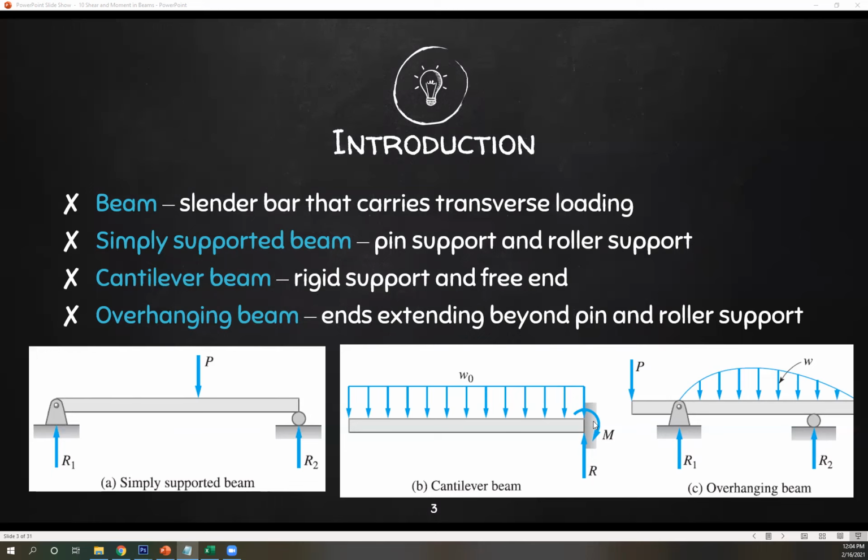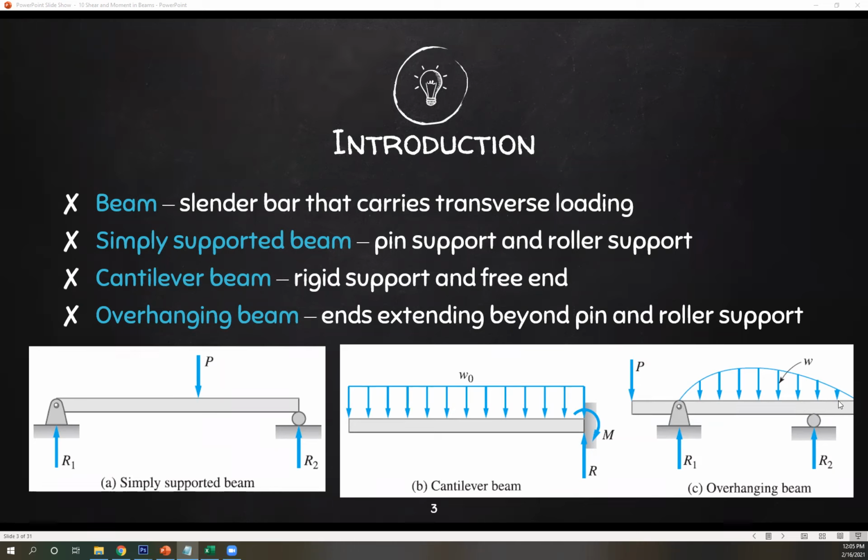So for example here, this is a cantilever beam and your rigid support, meaning it doesn't allow rotation nor horizontal movement. That's your fixed end. And then you have an overhang, your free end. And then lastly, your overhanging beam, with ends extending beyond the pin and roller support. So for example, you have your simply supported beam if your beam is only up to here, right? Your pin and roller. But if it exceeds that, you now have an overhanging beam here and here.